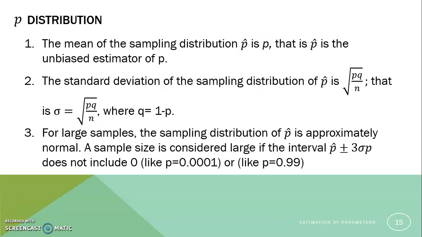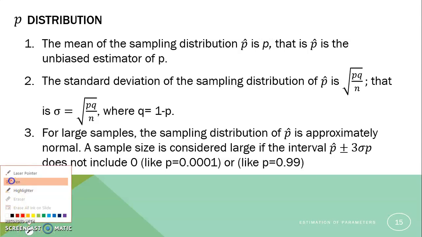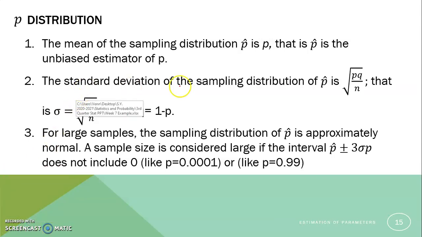So the properties of our P hat distribution are the following. First, the mean of the sampling distribution of P hat is P. That is, our P hat is the unbiased estimator of the population proportion. Second, the standard deviation of the sampling distribution of P hat is the square root of the product of P and Q over N. That is, sigma is equal to the square root of PQ over N, where Q is equal to 1 minus P.